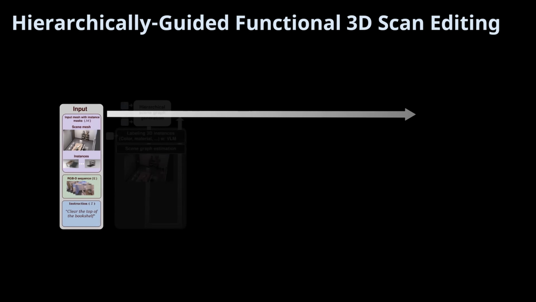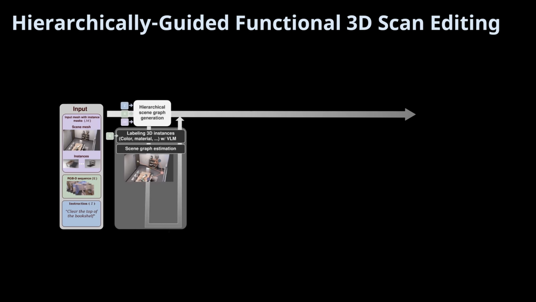Starting from an input RGBD scan with its geometric instance decomposition, we rearrange its objects according to an input text prompt. To handle the complexity of real-world scans, which can contain hundreds of objects, we first construct a hierarchical scene graph, where each node represents an object and edges define relations such as on top of, facing, or against the wall. We then identify the relevant subgraph for the instruction using an LLM agent.